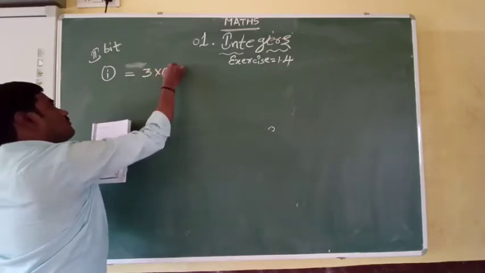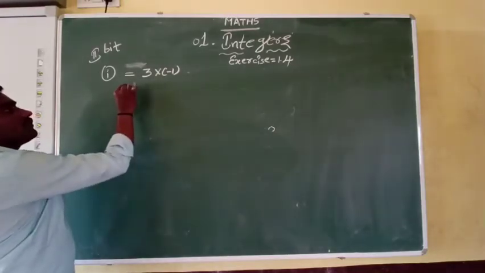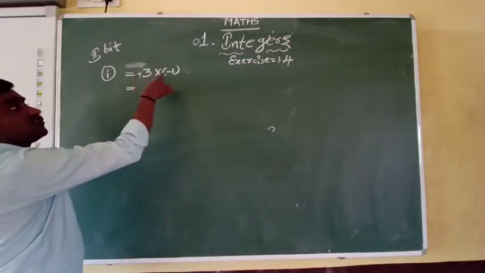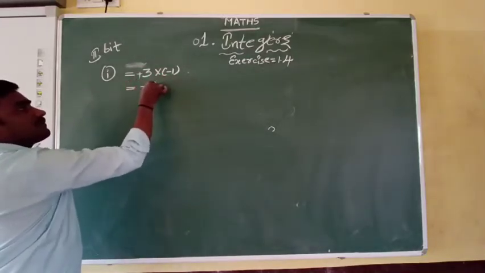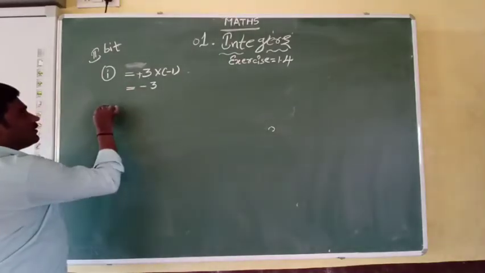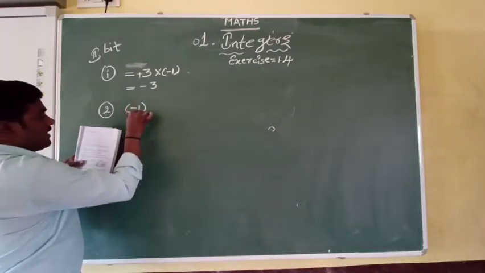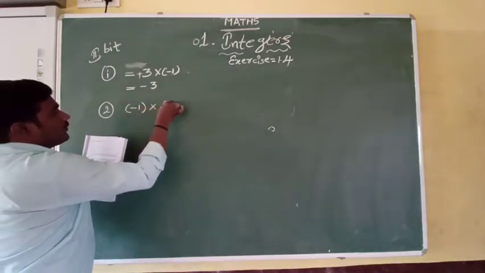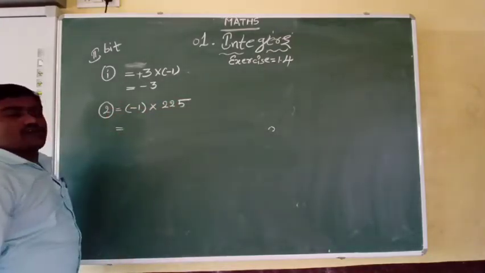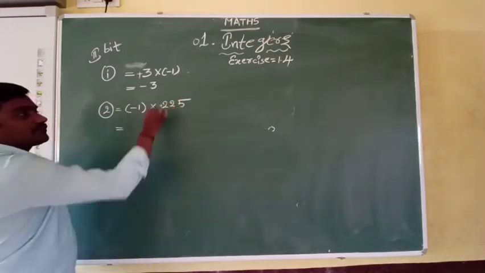3 into minus 1. We know this, we have just solved it. Here before 3 there is nothing but a plus. Plus into minus is minus. 3 ones are 3. So minus 3 is the answer. Write the therefore. The second one, minus 1 into 225. Here also it is the same. Before 225 there is a plus.